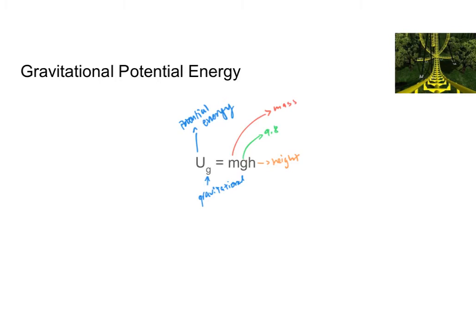Now, one thing I would like to point out is that mg is the same thing as the gravitational force, or if you want to call it, your weight. So if you're given weight instead of mass, you can just plug that in for mg and multiply that by height. So you don't have to multiply that by little g. So one thing to look out for, again, is do you have your mass measured in kilograms, or do you have your weight measured in newtons? Because those two things are going to slightly affect how you use this equation.